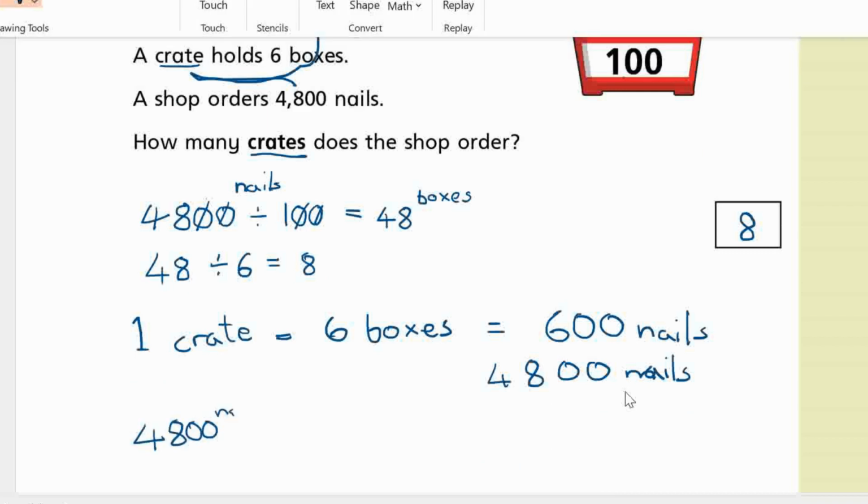Now another way of doing this is to divide 4,800 nails by 600 nails. Now it's the same as dividing by 100. What you can do is just cancel the zeros and you can still work it out. So again, you have 48 divided by 6. What does that give you?